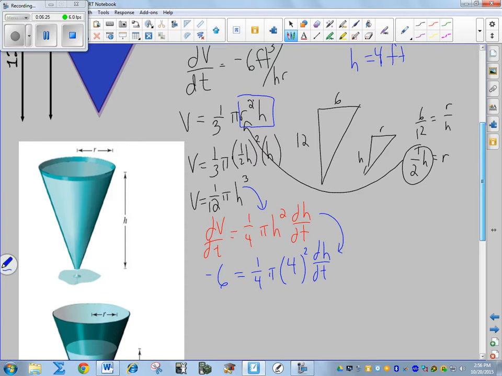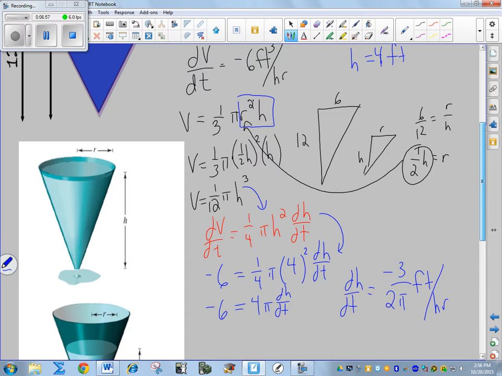So this was differentiation: 3 times the 1/12 gave me 1/4 pi h squared dh/dt. Substitute in, now I have to solve for that. It basically becomes 16 times 1/4, which is 4, so I get -6 equals 4 pi dh/dt. If I divide across by 4 pi, dh/dt comes out to be -3 over 2 pi. It's like algebra, just dividing.